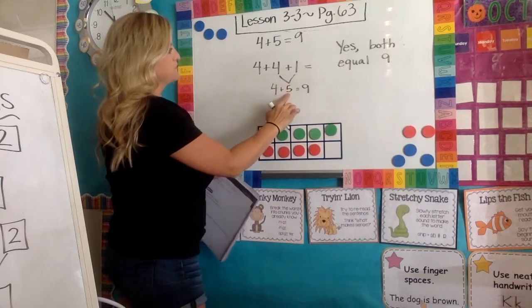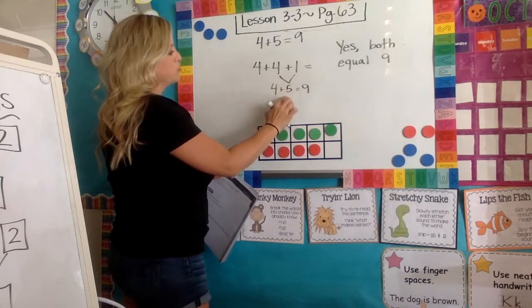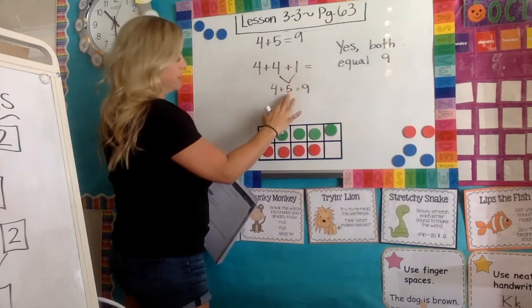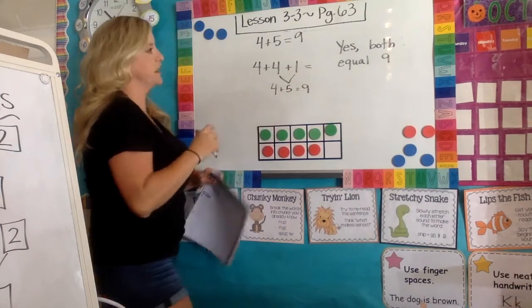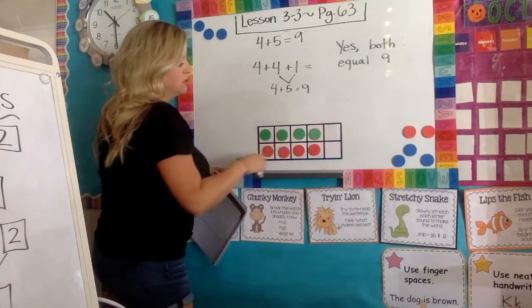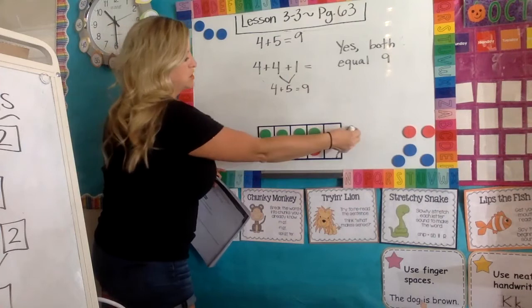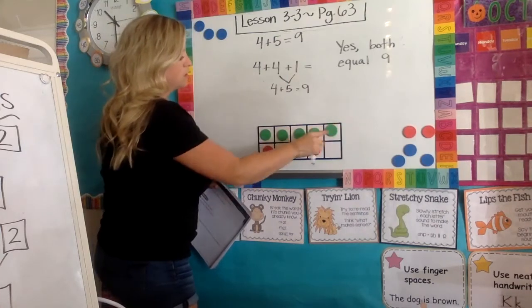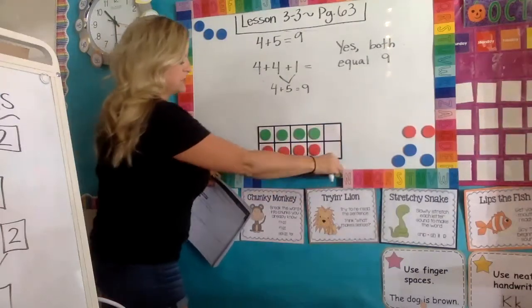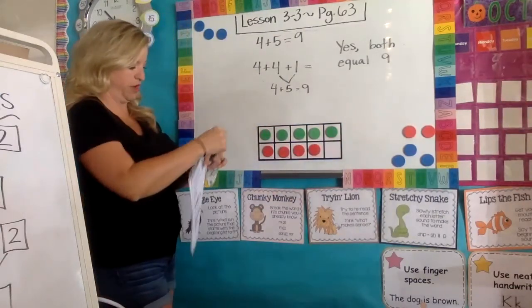This is taking this number bond for 5, if you notice. This is a number bond for 5. So here you're breaking out 5 into 4 plus 1. Here you're putting it back together and making it 4 plus 5. They're both the same thing. You have the same number of dots. 4 plus 4 plus 1, or 5 plus 4. This is the same thing. I can model it 2 different ways.